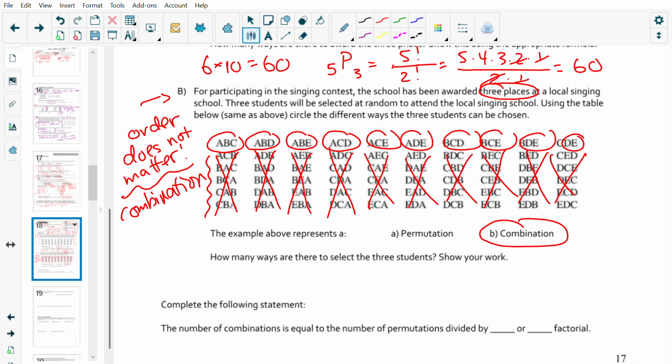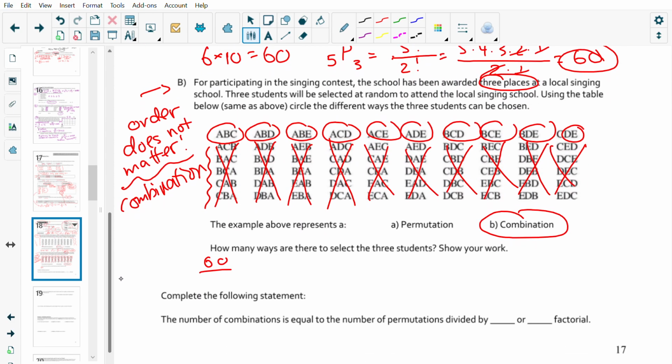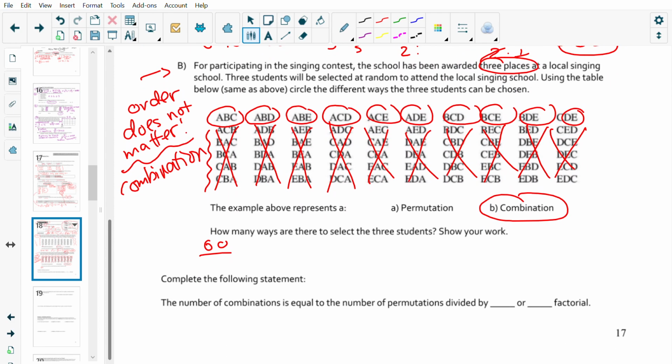How many ways are there to select the 3 students? So if we take the permutation from above, right, the formula, 2 ways to show it. Permutation from above, 60 divided by 6. Okay, that equals 10.